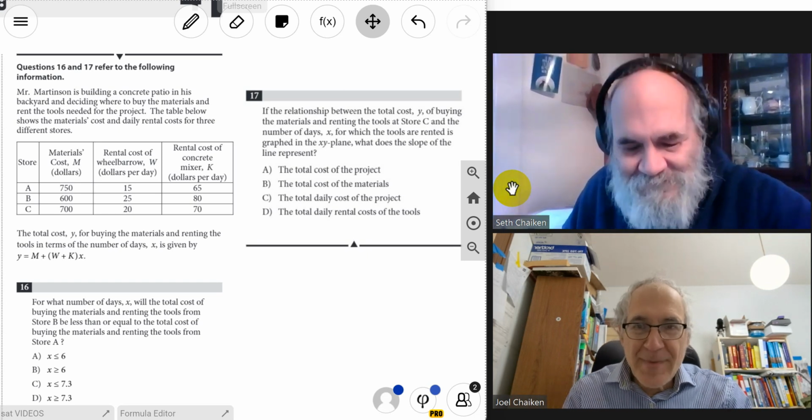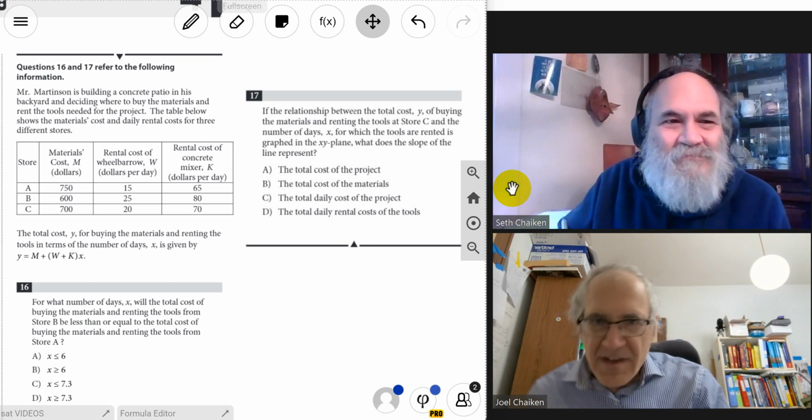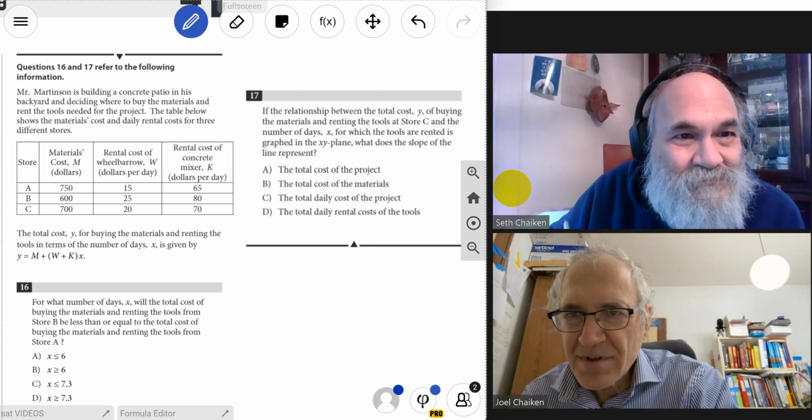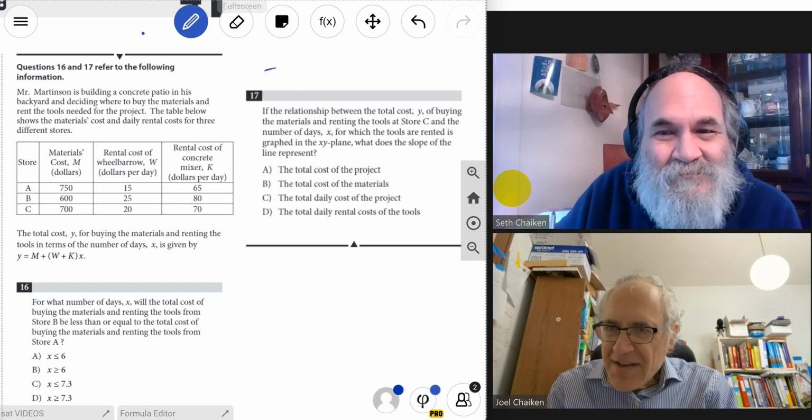Here we have two math questions tied together to the same table, and this is a calculator section. Here we go. Let me make sure I'm on small mode. I'm on small mode. Okay, table.